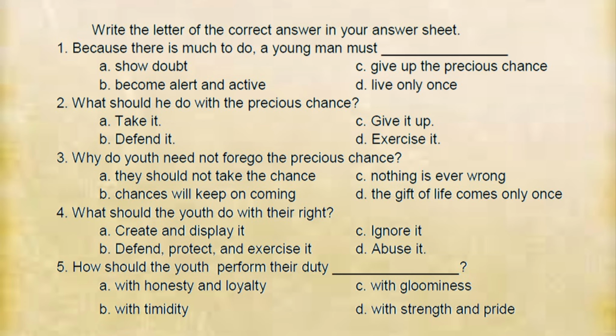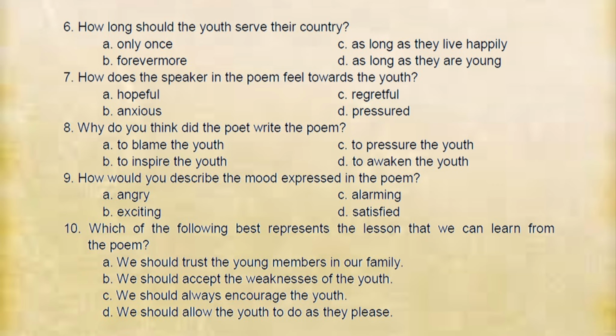5. How should the youth perform their duty, blank? A. With honesty and loyalty. B. With timidity. C. With gloominess. D. With strength and pride. 6. How long should a youth serve their country? A. Only once. B. Forevermore. C. As long as they live happily. D. As long as they are young.